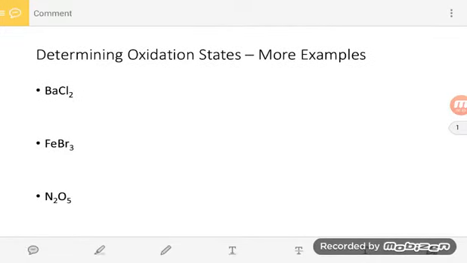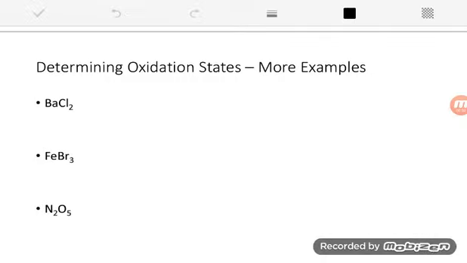Like here we have barium chloride. Now barium is an alkaline earth metal, so its charge is always the same thing from the periodic table. So its oxidation state is going to be the same thing. It is going to be +2. Chlorine from the periodic table is going to be -1. So for ionic compounds, if you have an alkali or alkaline earth metal and a non-metal, you can very easily assign their oxidation states just by looking at the periodic table.